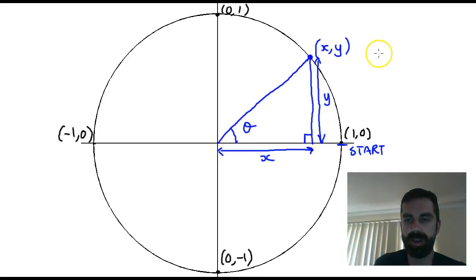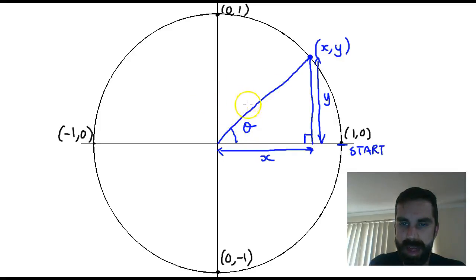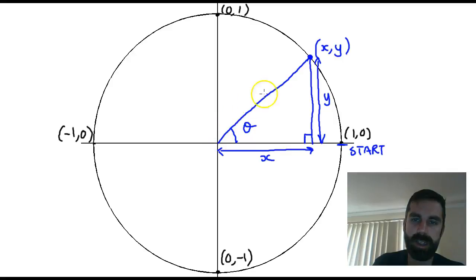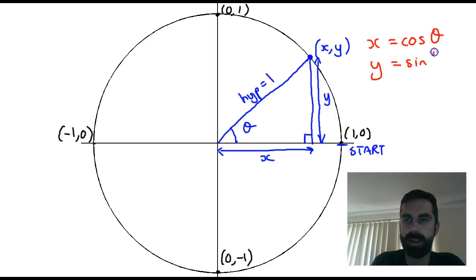Because we have actually just shown previously, when we were looking at that triangle, that if this triangle exists, if we've got x and y, we can say something about x and y. The important thing to realize here is that the radius of the unit circle is 1. So the hypotenuse up here equals 1. And this is the exact triangle that we were looking at earlier. So for the unit circle, if we have this point x, y, then x is the cosine of theta, and y is the sine of theta.